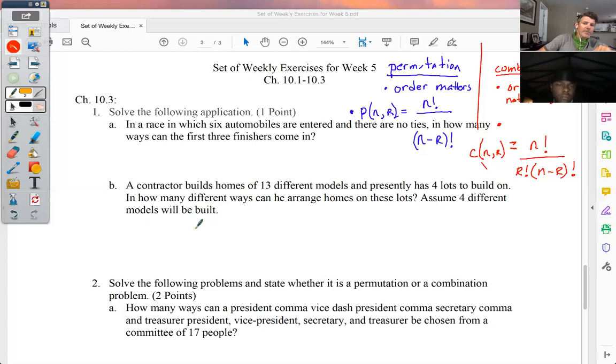A contractor builds homes of 13 different models and presently has 4 lots to build on. How many different ways can he arrange the homes on these lots? Assume 4 different models will be built. Does the order that these models are built really matter? No. You could say yes, because you don't want to live in a neighborhood where 4 houses back to back look exactly the same. But have you ever seen a neighborhood where you had 4 houses in a row that were exactly the same?